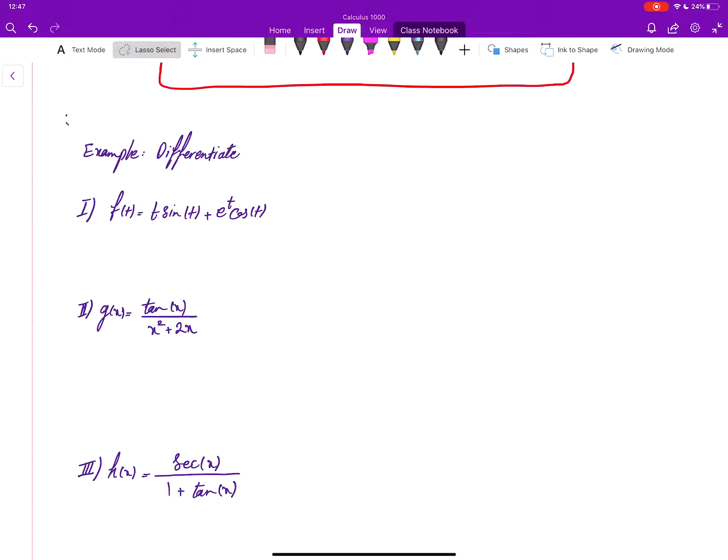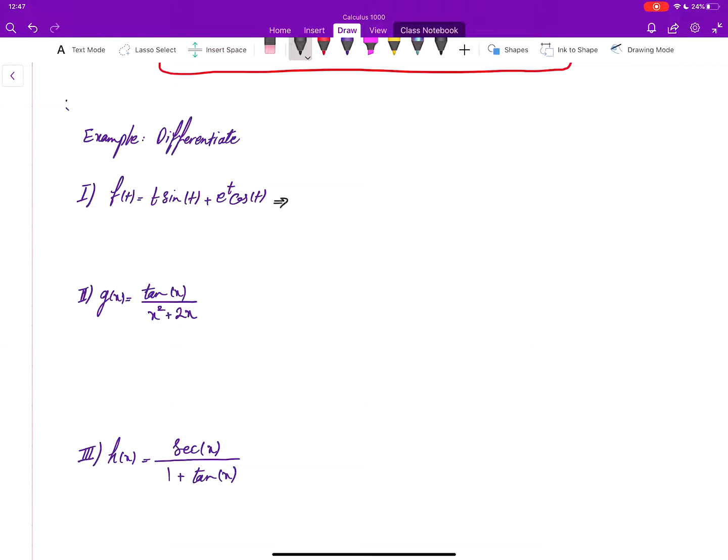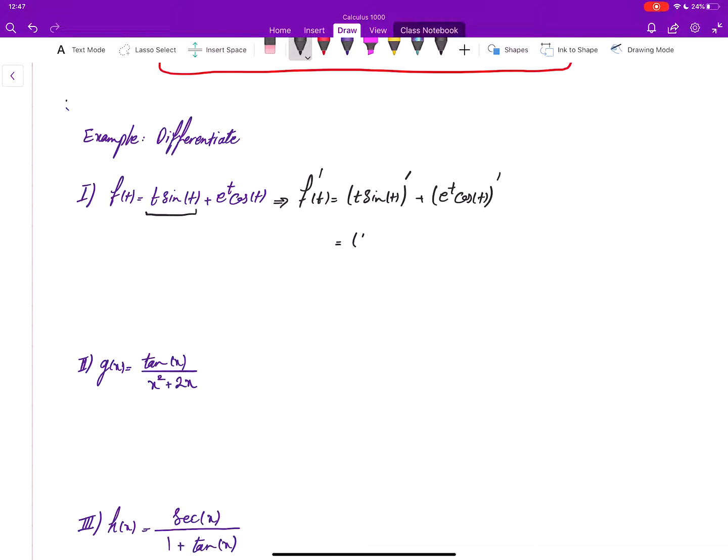Differentiate. Okay, very nice. I have this one. So start with f prime of t. First the derivative of this piece plus the derivative of that. That's the sum rule, yes? Then we have a product of two functions. So it will be the derivative of the first one times the second one plus the first one times the derivative of the second one. And also for this one, we apply the product rule.